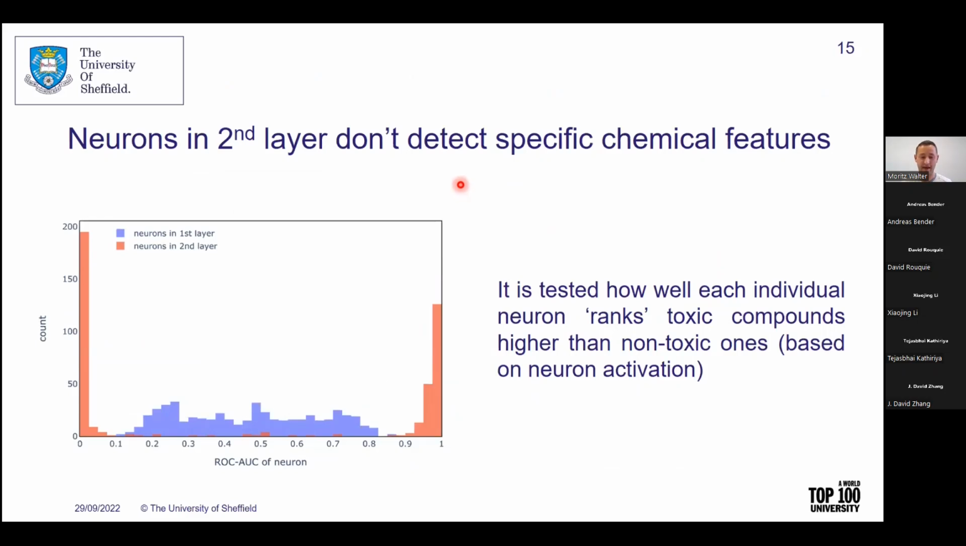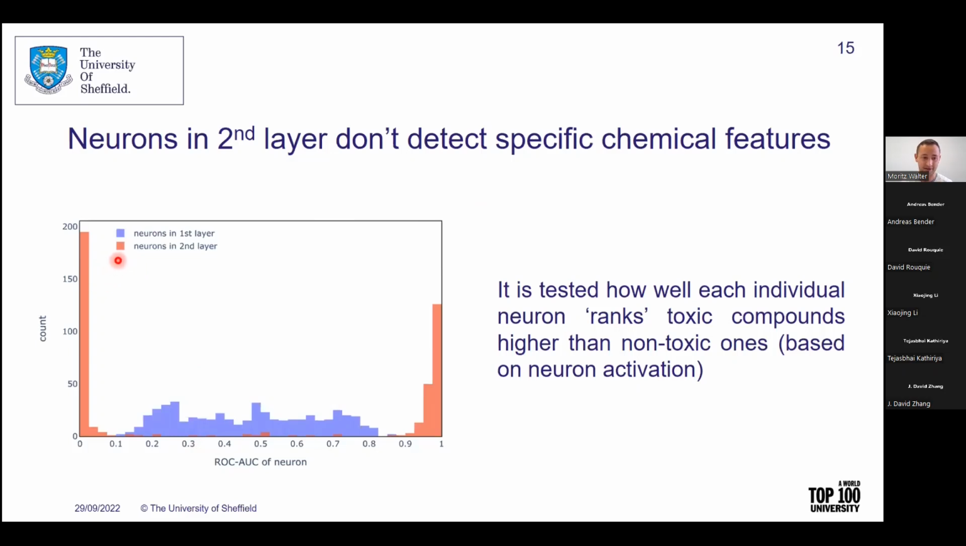To do that, we looked at how well neurons on their own can classify the compounds as toxic. What I mean by classify here is we can consider the activation of a given neuron as the prediction made by this neuron. Then again, we get a ranked list of compounds and can compare this to the label for the compounds, and just see how well each neuron on its own could classify the compounds.